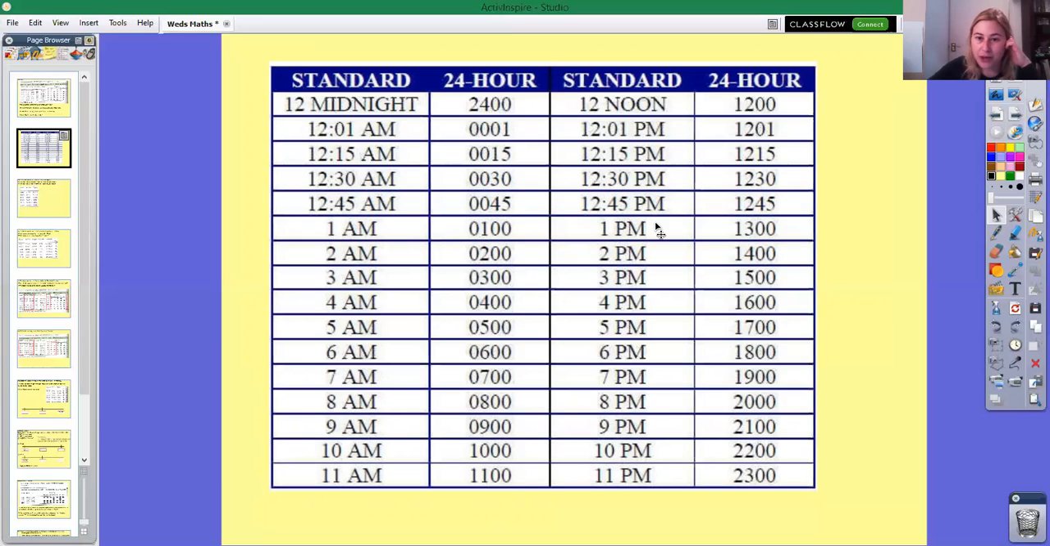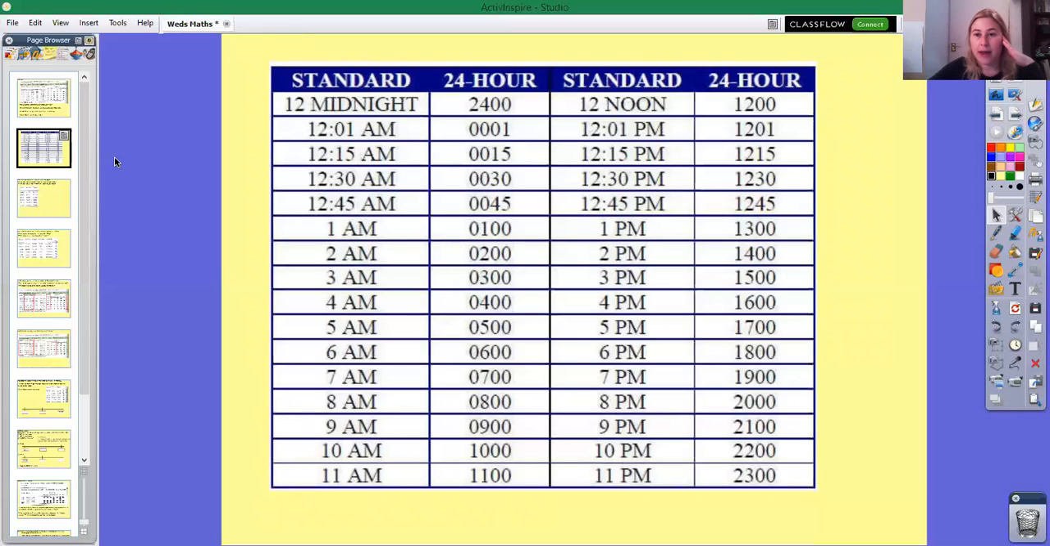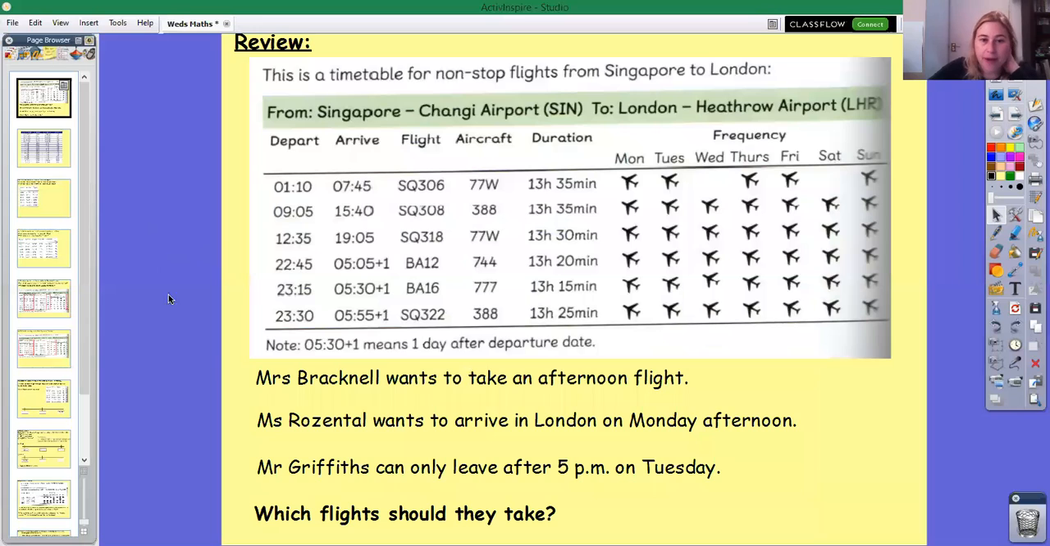And then when we go on to afternoon times, we add 1 to 12. So 1 p.m. becomes 13 hours, and then 2 becomes 14, 3 becomes 15. So if we're thinking about this question, and Mr. Griffiths can only leave after 5 p.m., we'd be able to think, okay, well, I know what 12 noon is, so I need to add 5 to 12, and that will get me to 17. Okay, so I'm going to leave you just to think about the questions now. You're going to need to think about when the afternoon might be. So pause the video, have a go at the questions, and then we'll go through them afterwards.